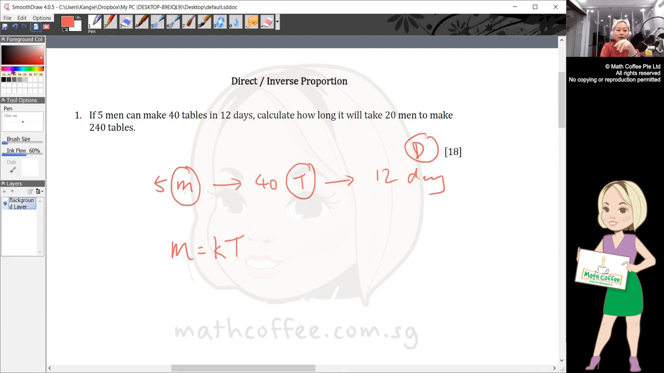Now I ask myself about M and D. When I have more men, do I take more days to make the same number of tables, or do I take fewer days? More men will take fewer days to complete. So it means that it will be equal to K over D.